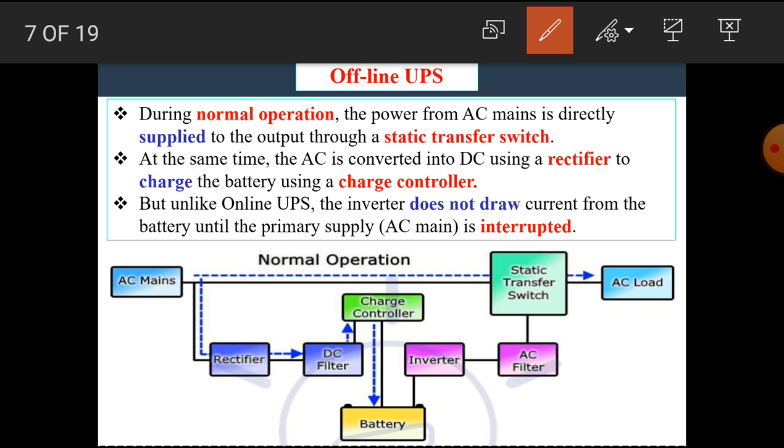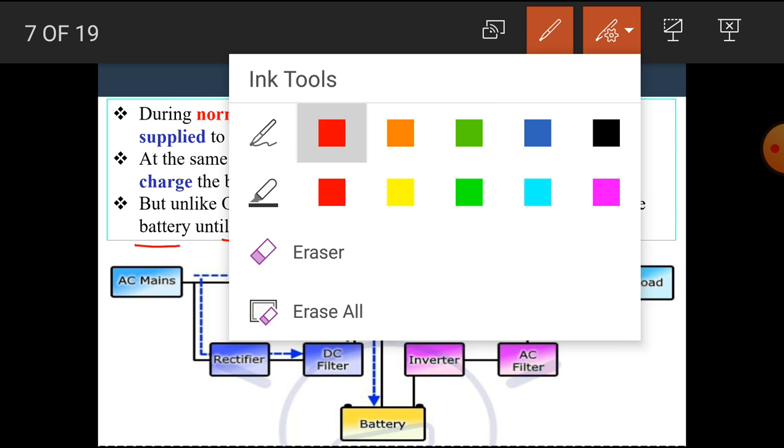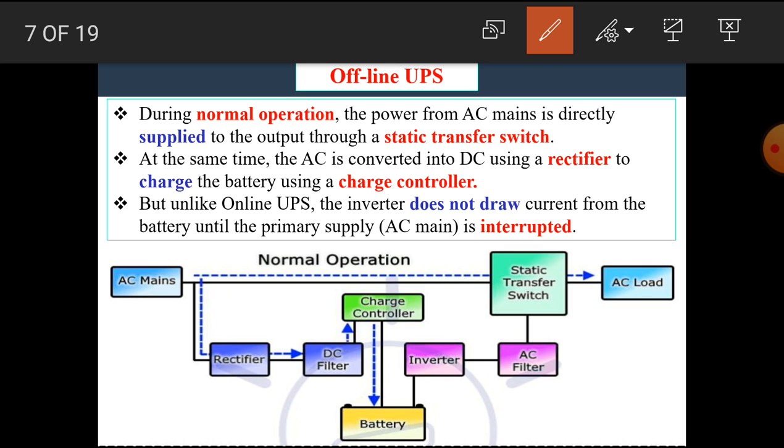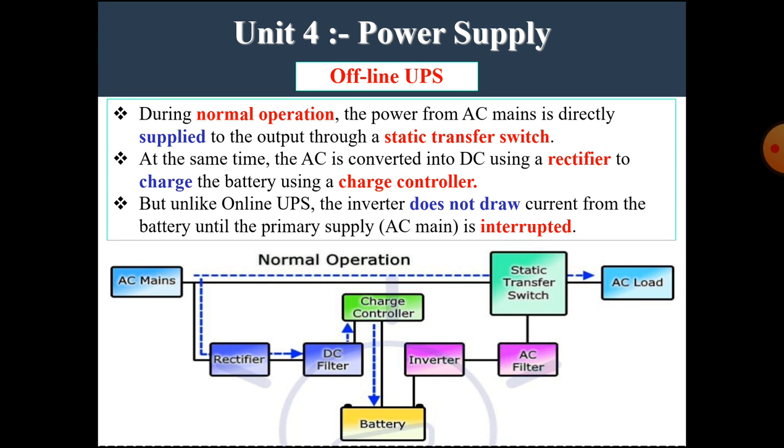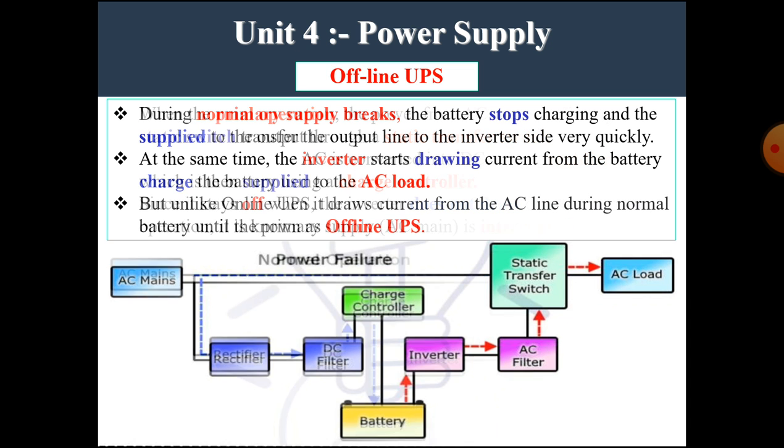But unlike online UPS, the inverter does not draw the current from the battery until the primary supply AC mains is interrupted. That means in this type of operation, the AC mains drives the load through the static switch. When the power failure occurs, then the inverter is in action, or the inverter block works. But if the power failure does not occur, then this part does not perform any task. I hope you all understand the offline UPS in normal operation.